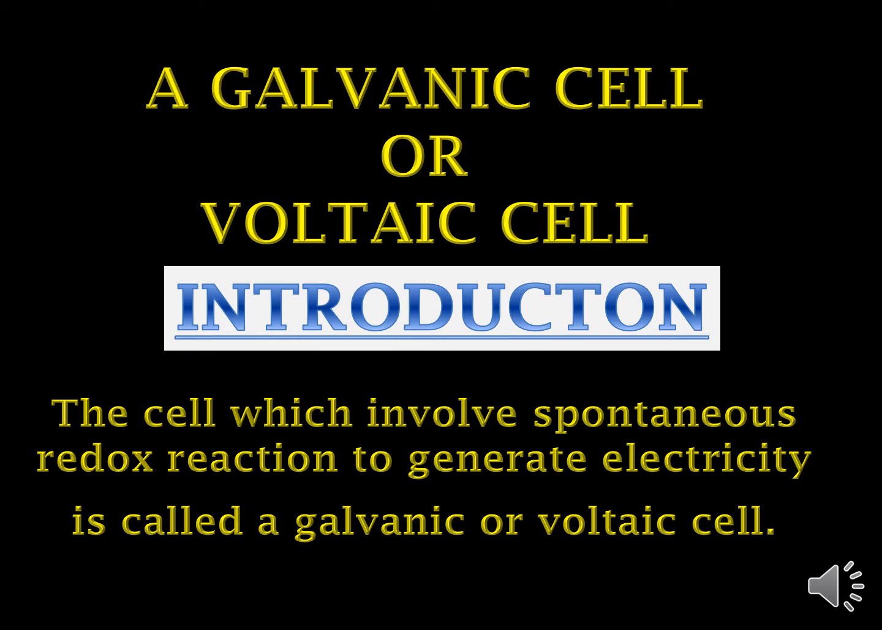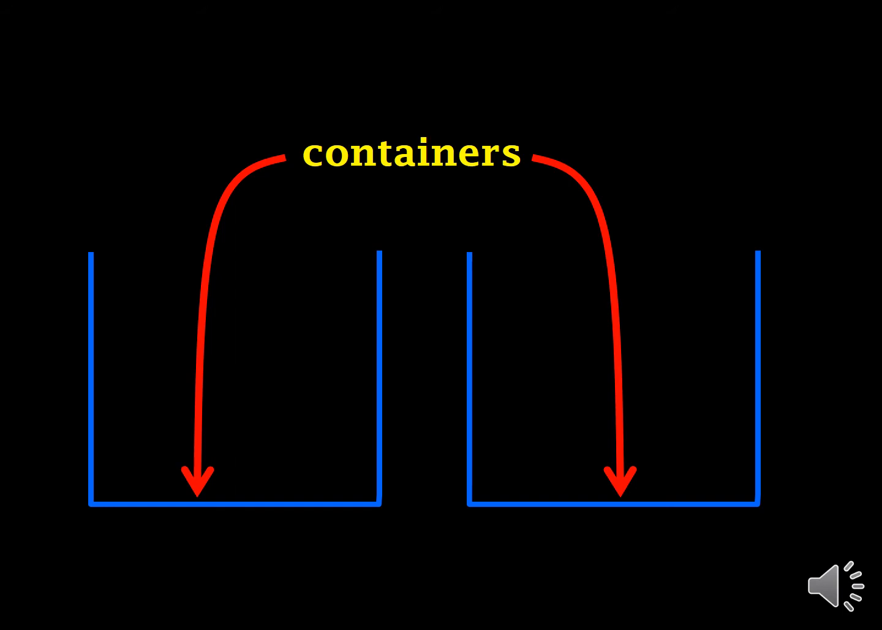When we arrange the electrochemical cell, because of the electrode potential difference, the electrons will move from one electrode towards another electrode by themselves, and they will produce electricity in the voltaic cell. Now we will discuss the construction of voltaic cell.